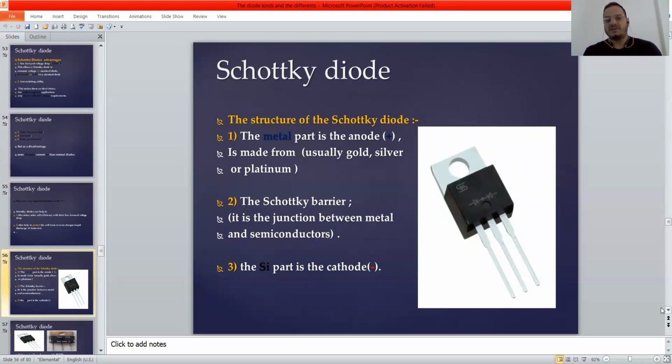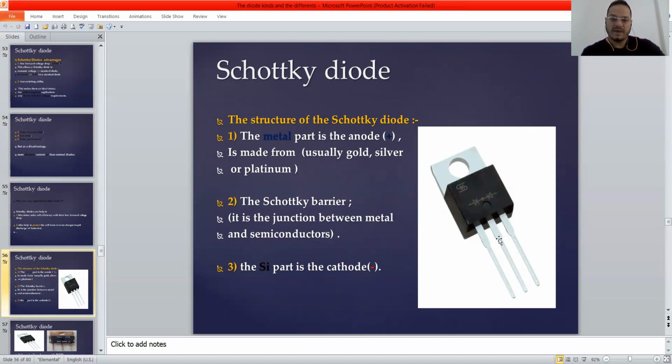Let's focus on this strange shape. Why does this diode have 3 legs, different from ordinary diodes? At first, we can say the metal part, the anode, will be positively charged and made from metal. From what? Gold, silver, or platinum. Actually, this is a good reason why this kind of Schottky diode is more expensive than the others.